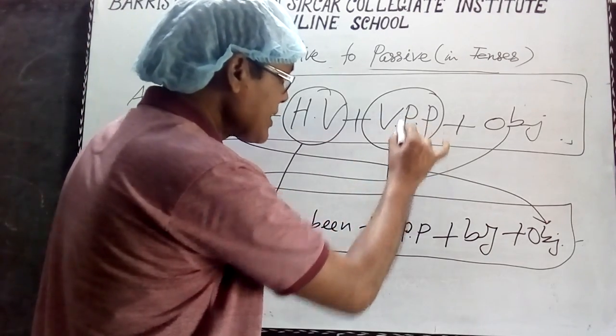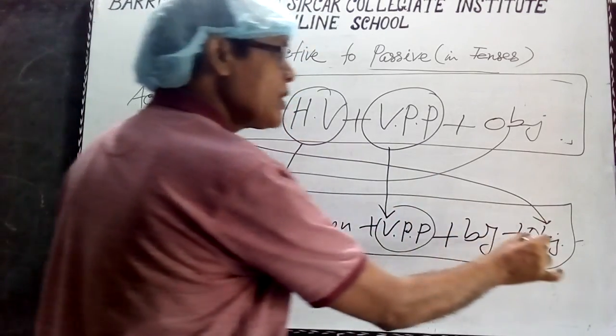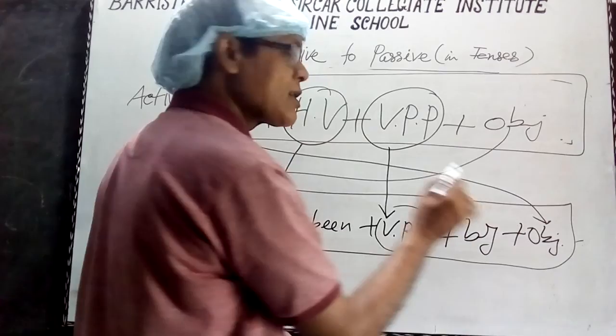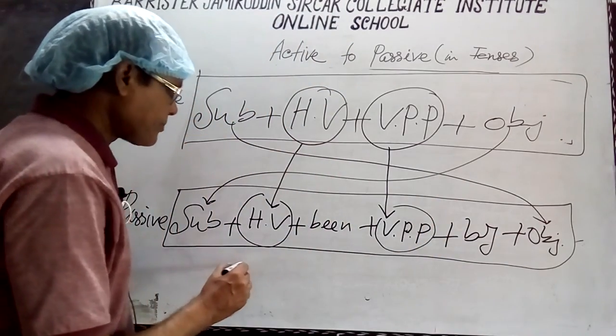Then the verb is in the past participle form here, and the subject will be the object, and then we must put "by" before the object. Now let's see an example.